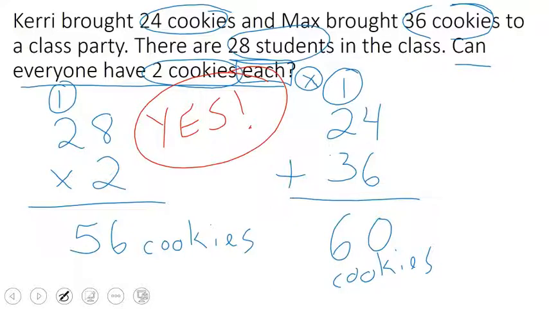So not only did we solve this problem, but we made sure to answer the question at the end. They asked, can everyone have 2 cookies? And our answer is, yes, they can. Not only can they have 2 cookies each, but we'll actually have 4 cookies left over. We only need 56, and we have 60. So again, in this problem, we used our cube strategy, and we used more than one step. We multiplied and added to solve.